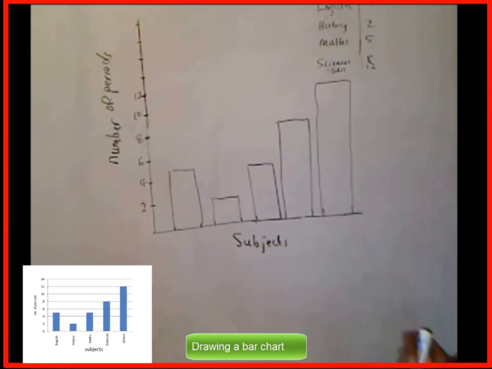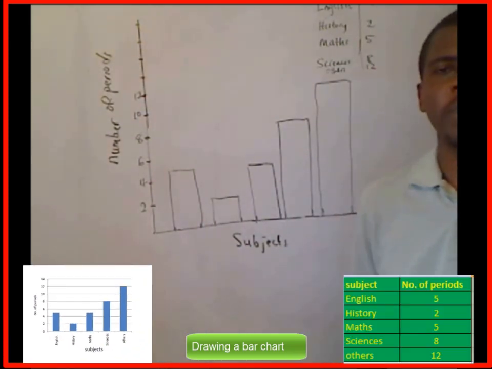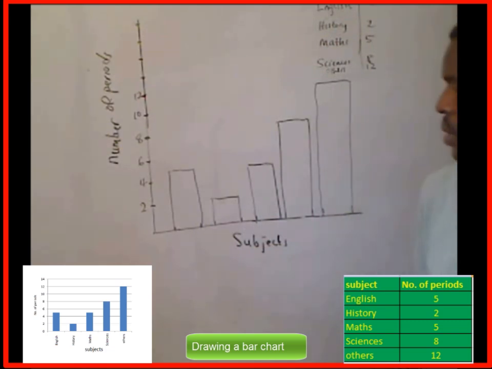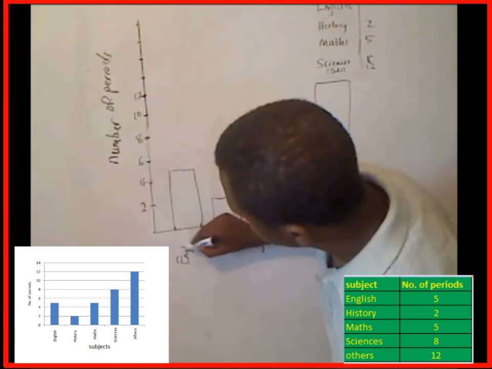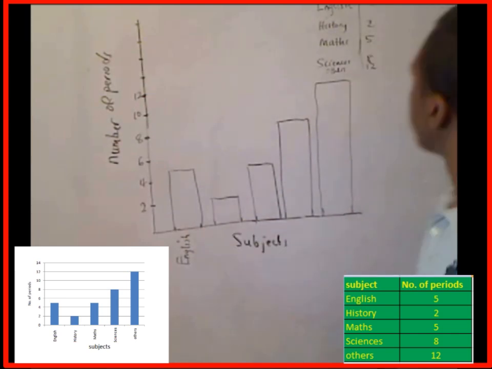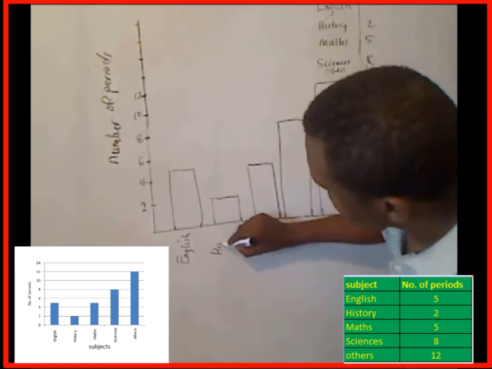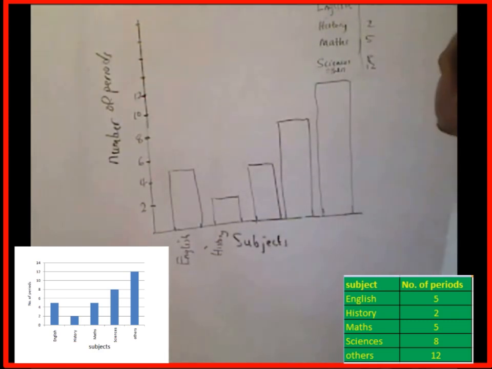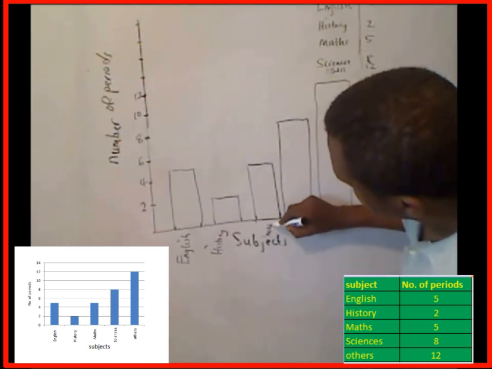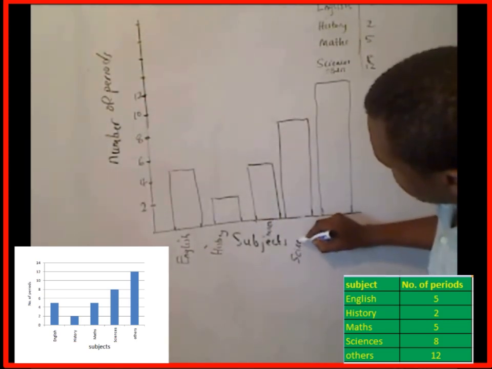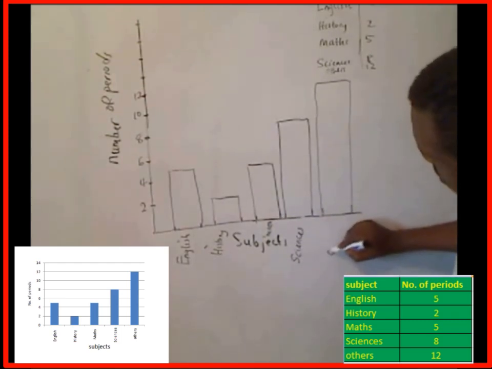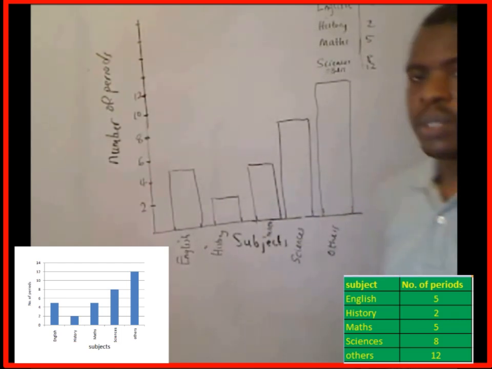I've come out with the histogram representing that information. So we can further label our histogram to make the information clearer. So the first bar here is for English. This is history. This is for maths, sciences, and then the other subjects.